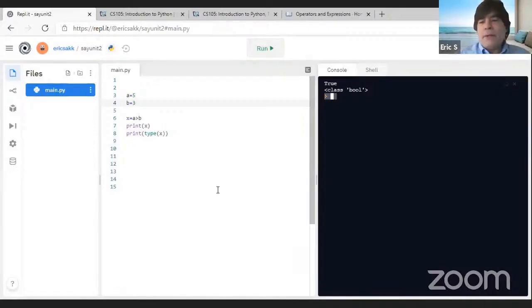So the relational operators are double equal, greater than or equal to, less than or equal to, less than, and not equal. Okay, because we want to know. So a clearly is not equal to b, so that results in a true result. When you're using relational operators, it's very straightforward. You're just trying to determine the relationship between two variables.